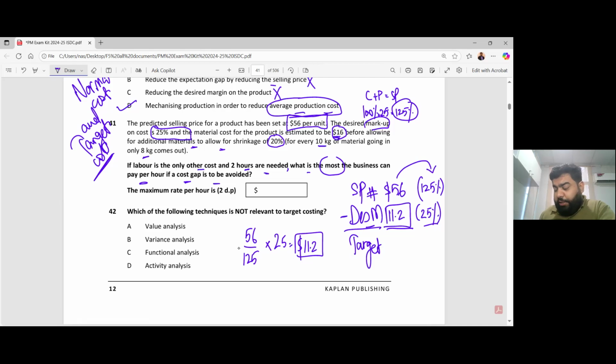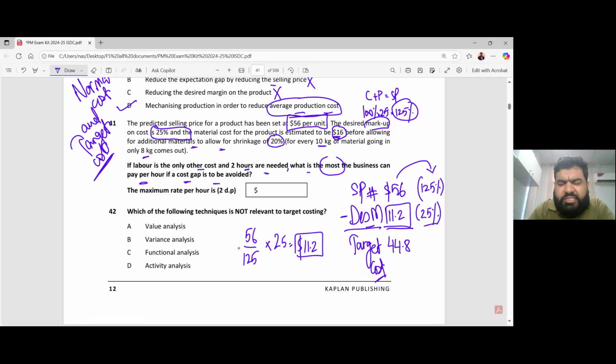From there, we will calculate the target cost. So it's 56 minus 11.2, 44.8 is the target cost. Means we have to manage the complete cost within this 44.8.